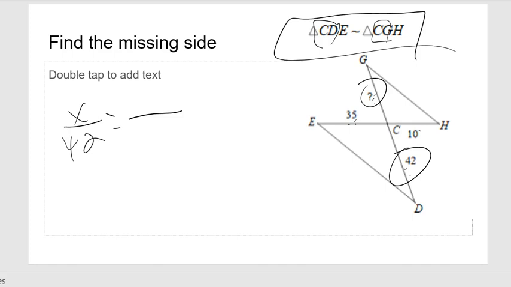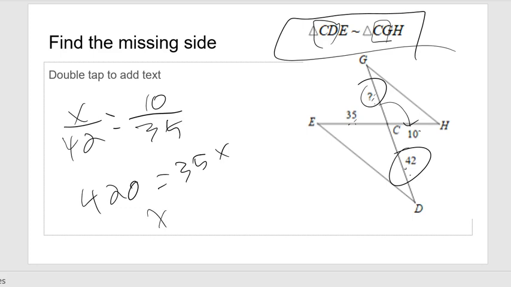So that means if x went on top, that means 10 has to go on top, which leaves 35. So we have 420 equals 35x, and we end up getting x equals 12 by dividing by 35. And there we go.